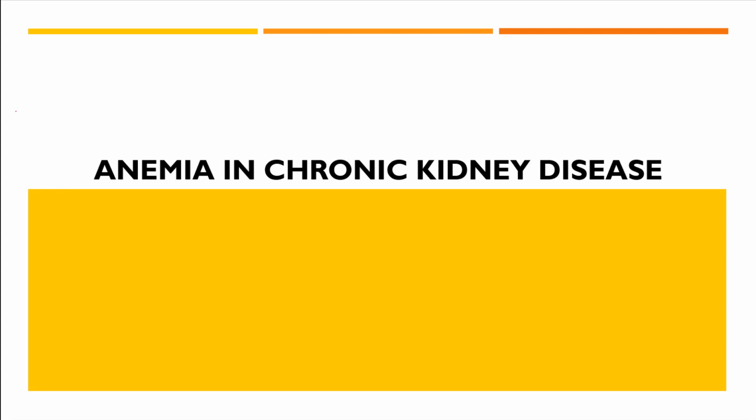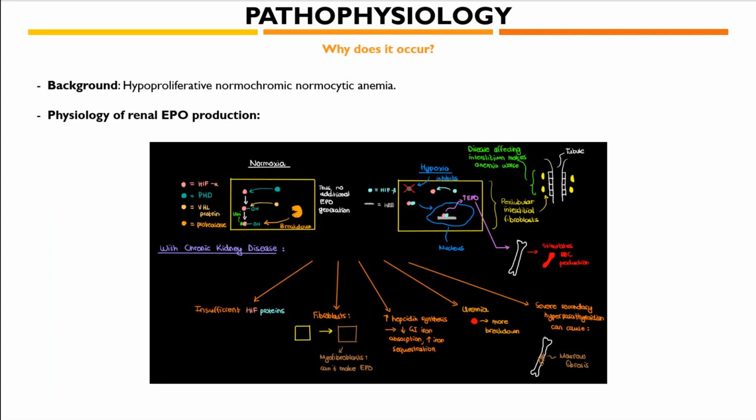Welcome back to Nephroma. This video is going to be about anemia and chronic kidney disease. Anemia is one of the major and fairly common complications of chronic kidney disease. As you get to a GFR of 30, the prevalence of anemia goes up to 9%. And once you get to a GFR of 15, the prevalence goes up all the way around to 30 to 50% depending on the study you read.